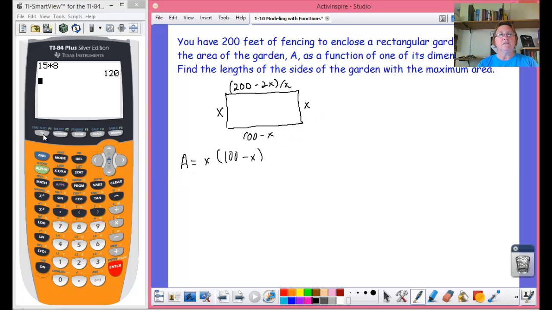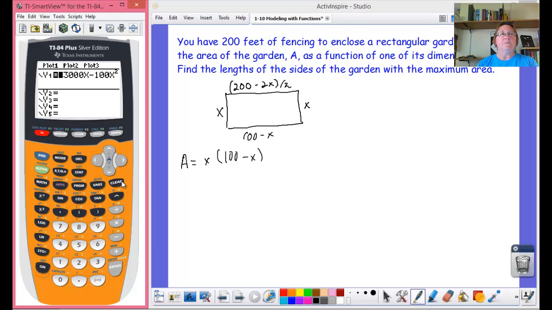Again, you could turn to your calculator or use what you know about geometry. I'm going to go to the calculator. I've entered my equation into the y equals. I experimented again until I found a window that worked, and this is the window I am using. I got that by experimenting again. I looked at the graph and I'm asked to find the length of the sides of the garden that has the maximum area. So second trace and max.